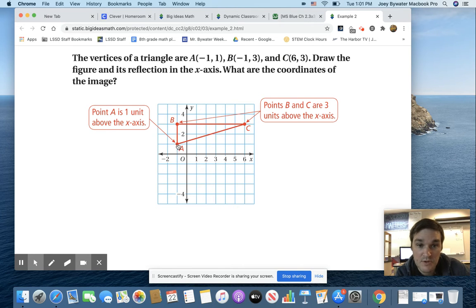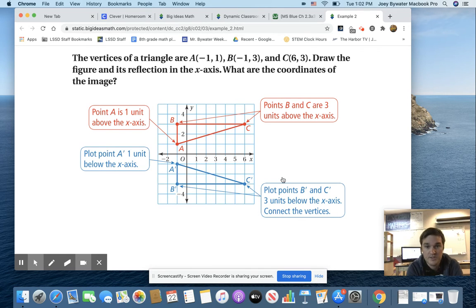If I'm starting with point A and I want to reflect in the x-axis, I can see that A is 1 unit away from the x-axis. So I know A prime in my image after my reflection is going to be 1 unit the other direction. B is 1, 2, 3 units away from the x-axis, so B prime is 1, 2, 3 units the other direction. Same with C. I have 1, 2, 3 units from the x-axis. I need to go 1, 2, 3 units the other way. Now, when I click, you can see what that looks like.